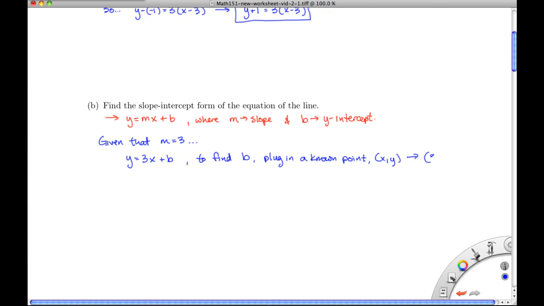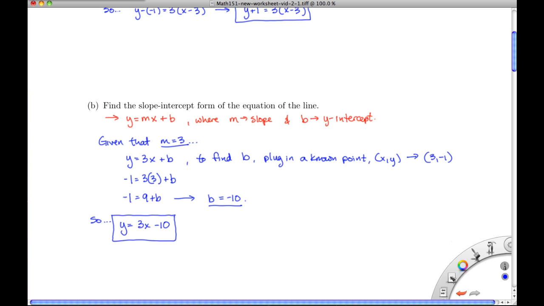In this case, we're going to use the point 3, -1. So our y is -1, our slope is 3, the x-coordinate is 3, and then our b is what we're looking for. Now we can flesh this out, and we've got -1 is equal to 9 plus b. If we subtract 9 from both sides, we're going to conclude that b is equal to -10. So now we've got all that we need to get the slope-intercept form. We've got the slope, which is 3. We've got the intercept, which is -10. And we've got y is equal to 3x minus 10. So that's one way we could do it.